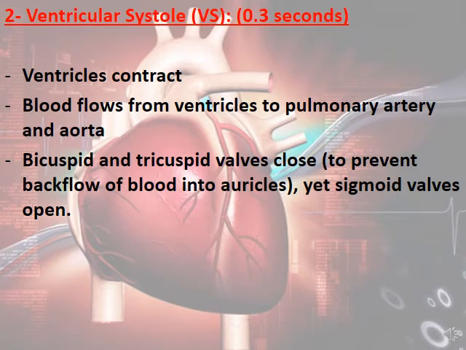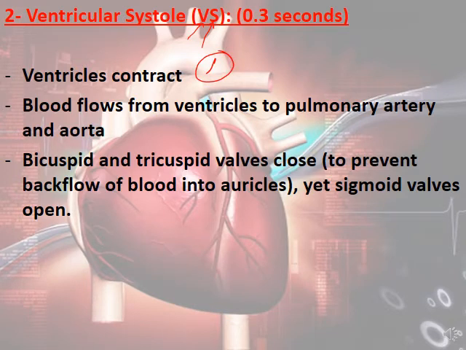Moving on to the second phase. The second phase of the contraction is the ventricular systole, VS. It remains for about 0.3 seconds. So the ventricles contract since it's the contraction phase, systole. Number one, the ventricular systole is the contraction of the ventricles.